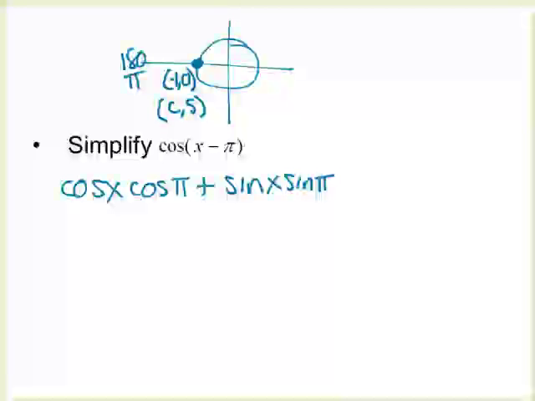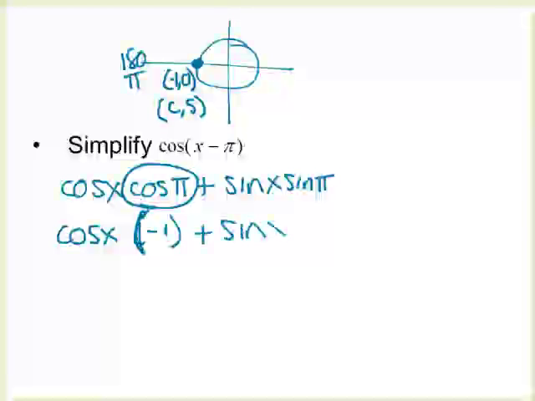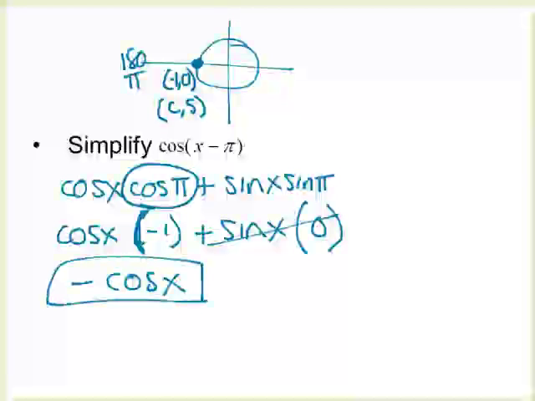So then, cosine of x, again, that's a variable. We can't do anything with that. But cosine of pi is what? Negative 1, taking the cosine part of that point at pi. Sine of x, that's a variable. We can't do anything there. But what's the sine of pi? 0. Negative 1 times cosine is negative cosine. 0 times anything is 0. So we're left with just a negative cosine.